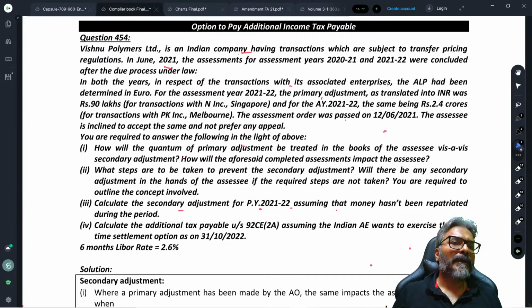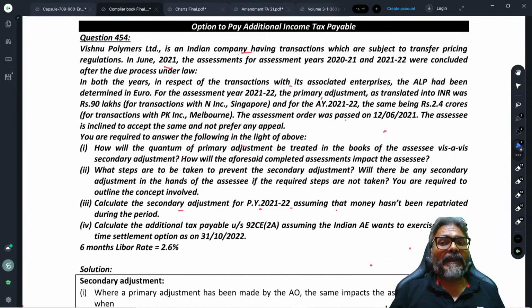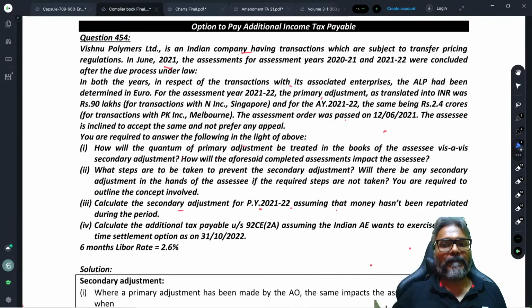Let's have a look. In both the years, in respect of the transaction with its associated enterprise, the ALP had been determined in euro. So students, it is a foreign currency. For assessment year 20-21, the primary adjustment as translated into INR was rupees 90 lakhs, students.